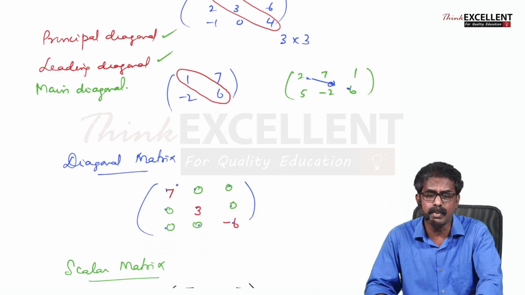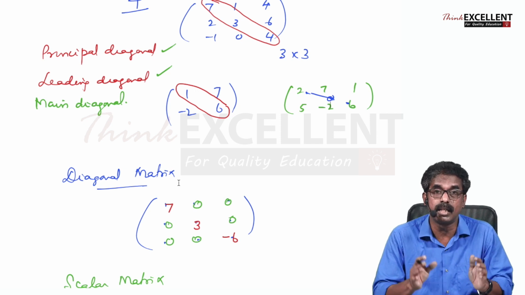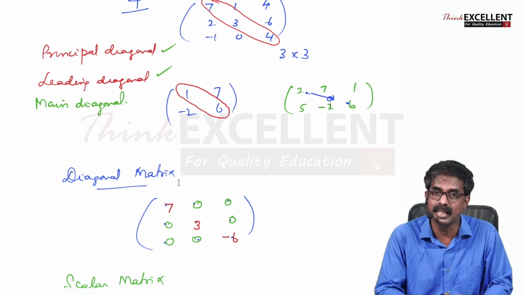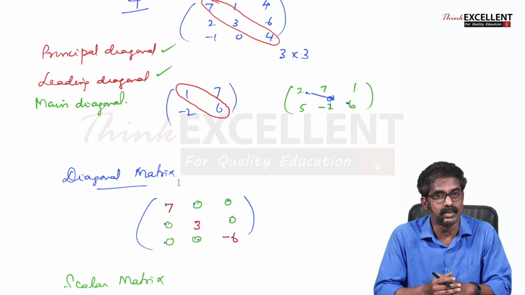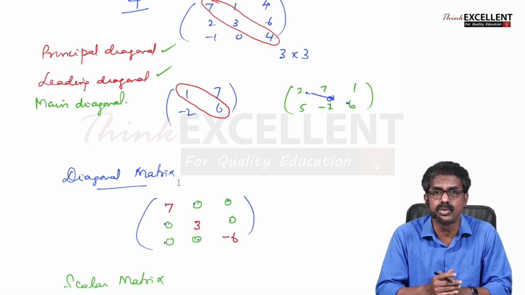Then what is diagonal matrix? See, one thing you remember, if you want to say something about diagonal, it must be a square matrix, because only for square matrix we have diagonal. So diagonal matrix, it is a square matrix first. Except that diagonal, all other elements are zeros.